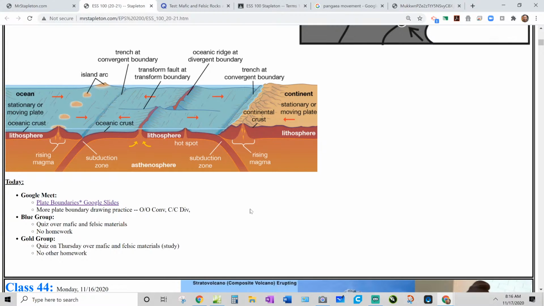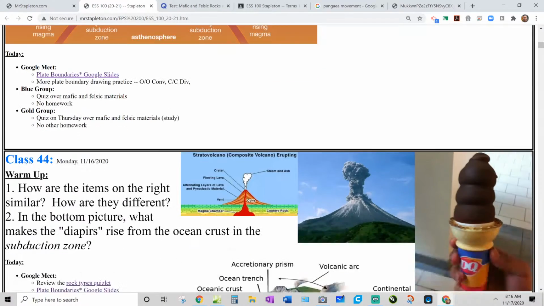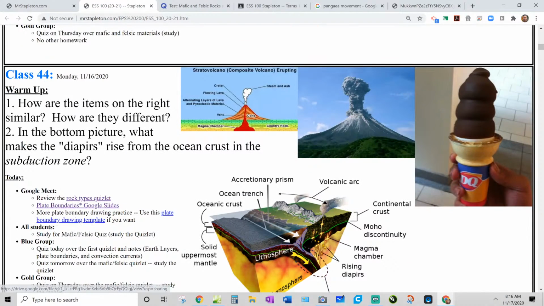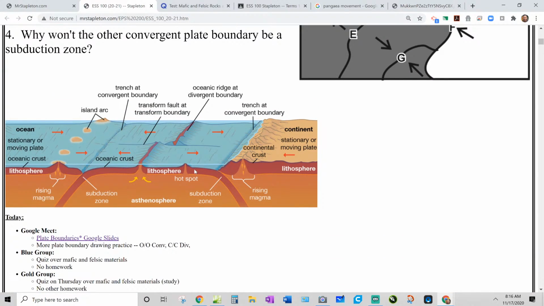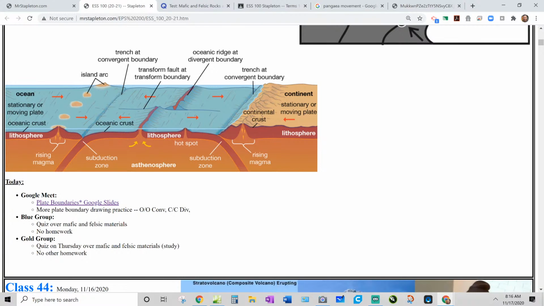So if you have those sheets of paper that I was using yesterday, or if you want to print one out, you can. I think I have a link right here. If you go to class 44, plate boundary drawing template. The only advantage of using that is that it has a little checklist on it that I like to fill out. Yeah, you can use the back of yours if you still have it. Okay. I'll just give you an extra one.